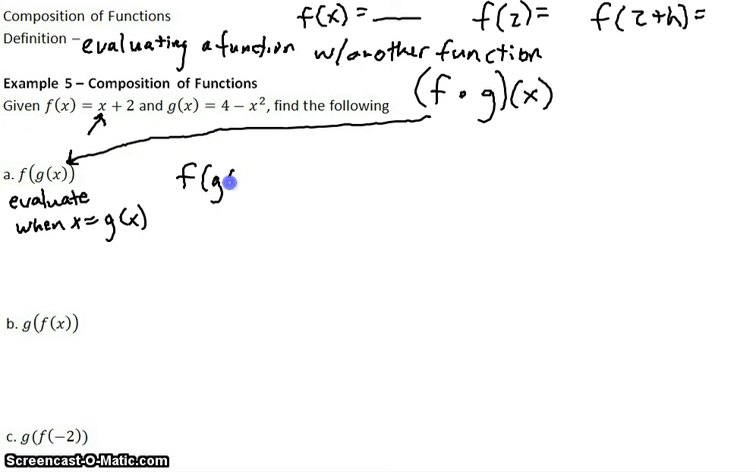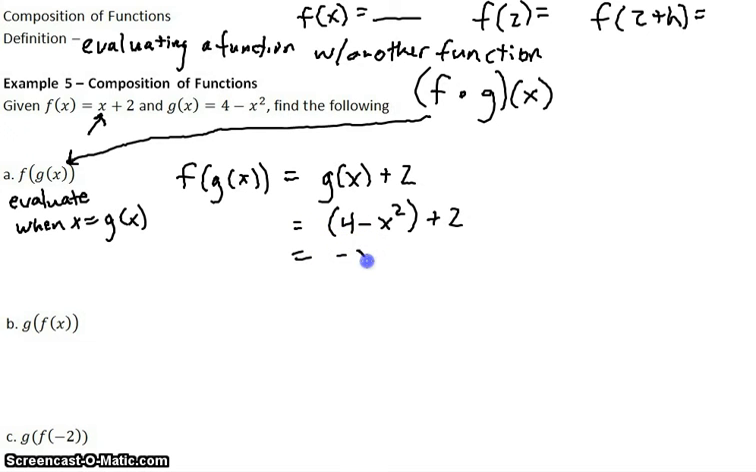So I'm going to evaluate x in this equation with a function. So what does this look like? Well, I'm going to replace x with a function. So it's going to be g of x plus 2 instead of x plus 2. Now, I have to go a little bit further because we know what g of x is equal to. We know what that's defined as. So I'm going to replace that with 4 minus x squared plus 2. And to simplify this, combining like terms, I'm left with negative x squared plus 6. Okay?